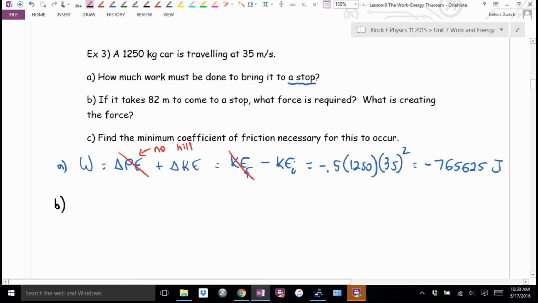B. If it takes 82 meters to come to a stop, what force is required? What's B asking me to find? Force. What did we find in part A? Could you maybe give me an equation I might want to write down? He's even getting the F by itself already? Okay.